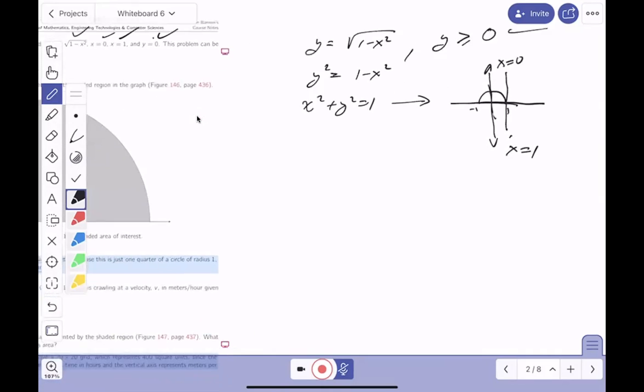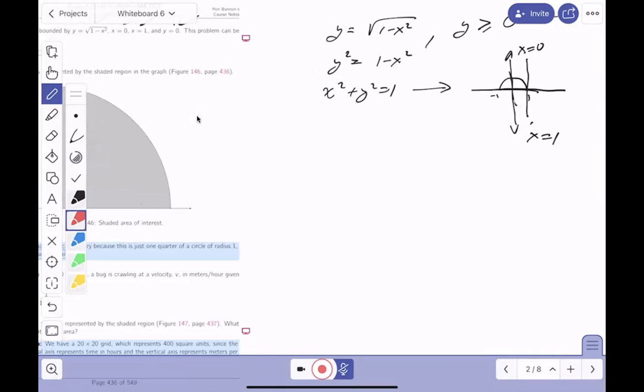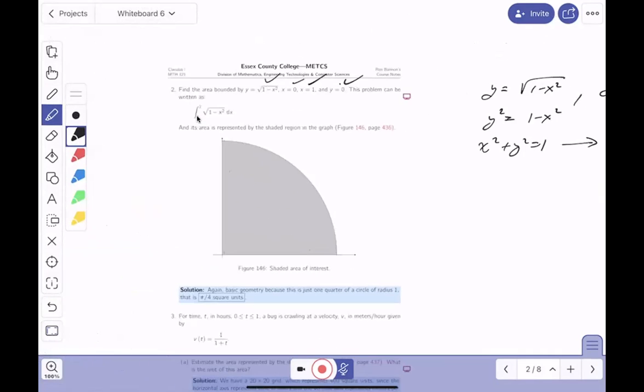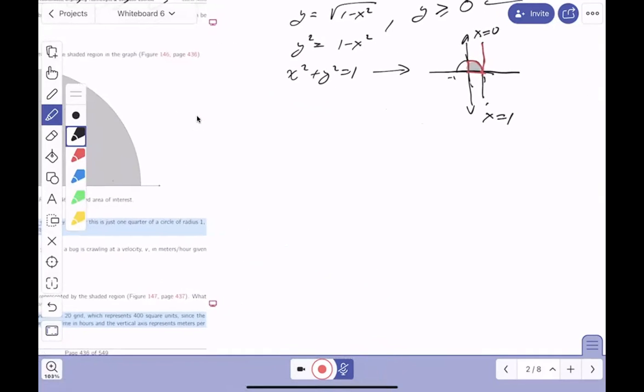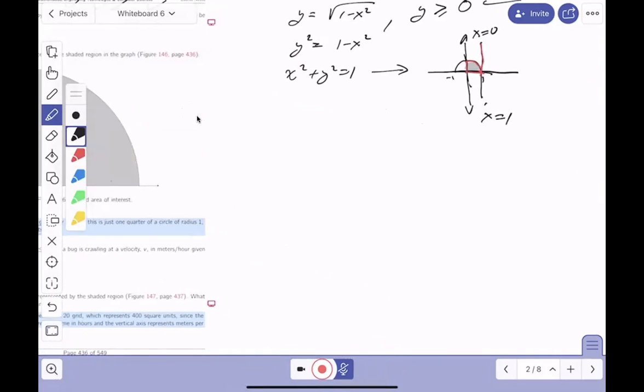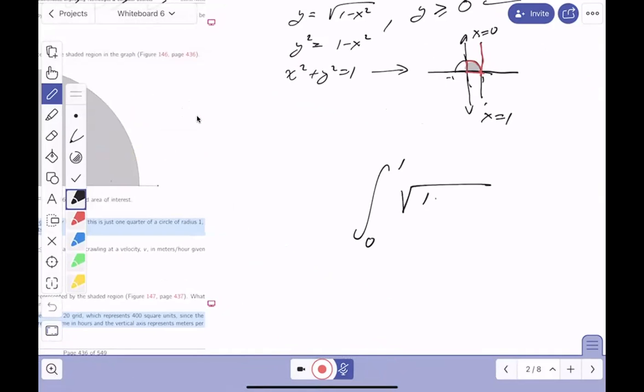Now I want to point out the 4 lines, not lines, but curves. This one, this one, this one, and this one. Is there a bounded region? There is. And the bounded region is this thing over here. All right. So what they say is this is represented by this integration over here. Let's go through it. And I'll write this down for you. The integration is going to be from 0 to 1, 1 minus x squared dx.